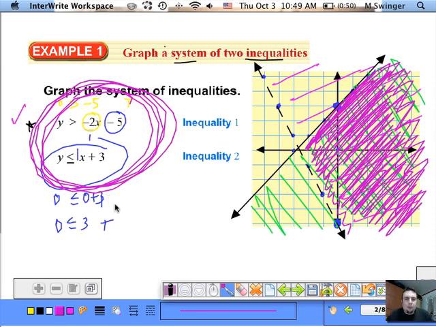Okay, that's it. How do you graph two inequalities? Do one, shade it. Do the second one, shade it. And then, step 3, shade the overlap dark. So you're showing all these solutions. Okay, that's all there is to this whole section. Alright.